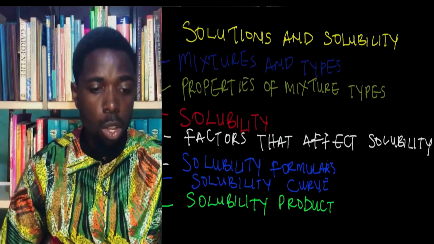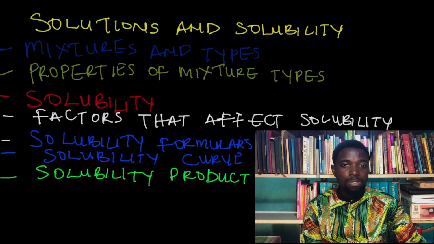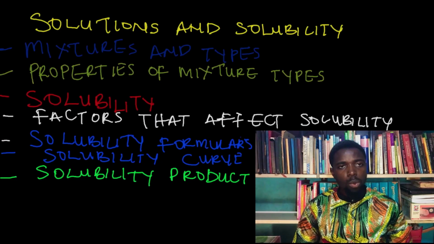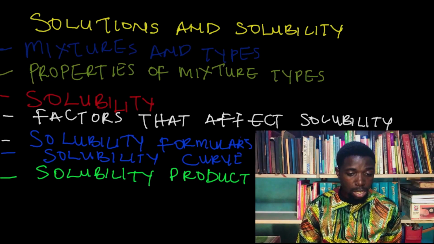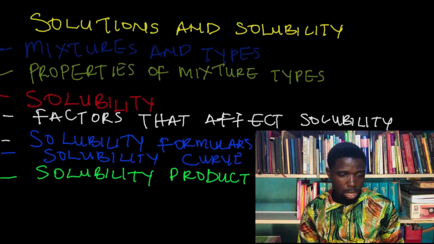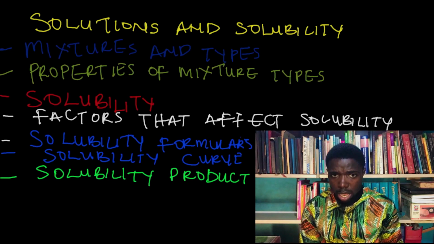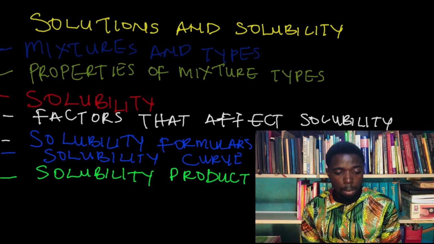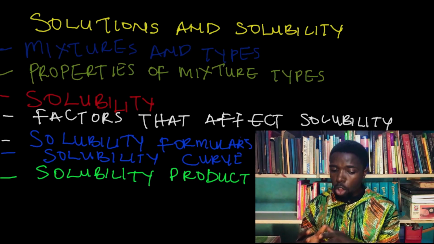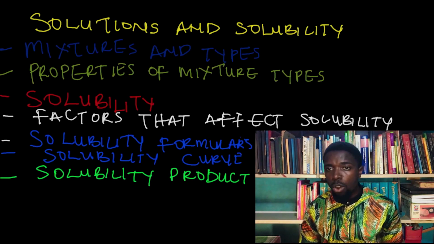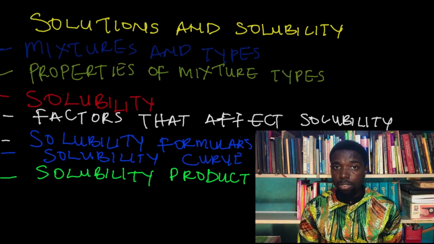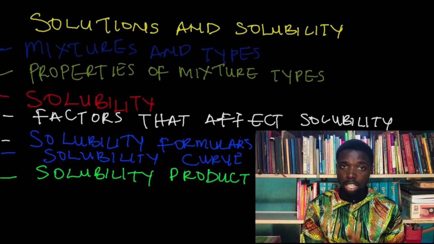Now, however, let's see the major talking points for this study. First of all, we are going to be discussing mixtures and the different types of mixtures. We are also going to get into the properties of the mixture types. We are going to discuss solubility by defining it and talking about the factors that affect it. We'll talk about solubility formula, solubility curve, and solubility product. These are the different things we're going to be discussing in this study.